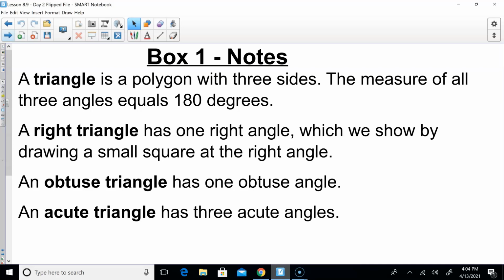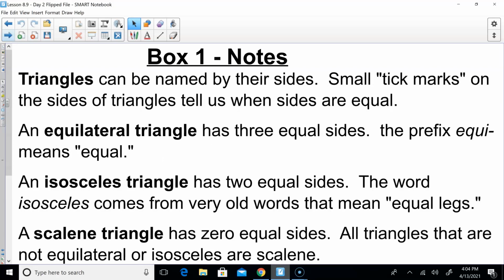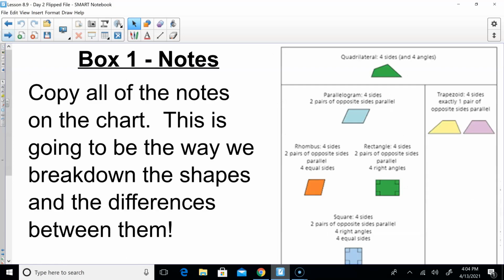Triangles: a right triangle has one right angle, an obtuse triangle has one obtuse angle, and an acute triangle has three acute angles. And if we divide triangles by their sides, an equilateral triangle has three equal sides, an isosceles triangle has two equal sides, and a scalene triangle has 0 equal sides. And we talked about the notes of different shapes, what a quadrilateral is, a parallelogram, rhombus, square, rectangle, and trapezoid, and the traits that make them such.